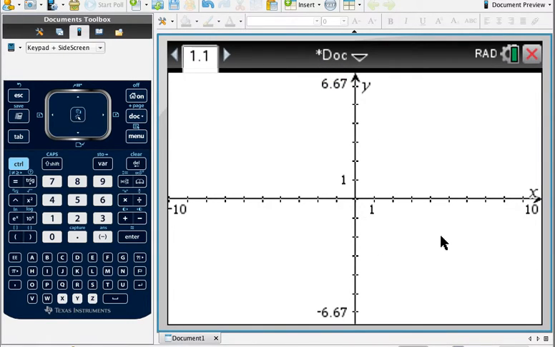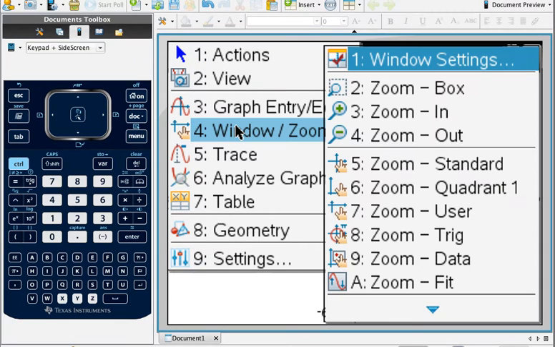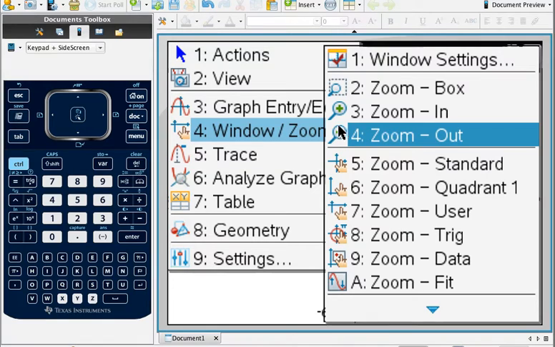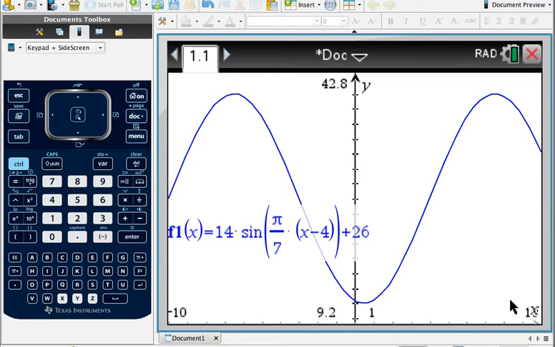Okay, some of you really struggle with setting up your windows because you have no idea what window to use. I'm going to suggest that the very first thing you do after you graph it, go to menu, go to windows, and if you come down here to zoom fit, that'll give you at least an idea of what the picture is going to look like. So here's our zoom fit. Okay, this is the window they give us.